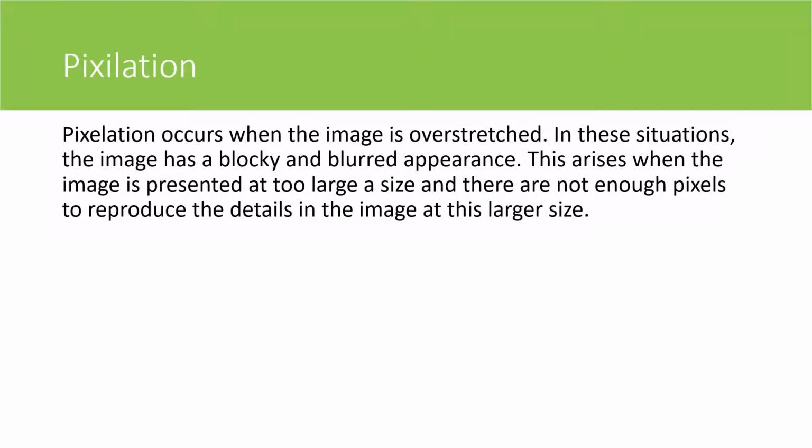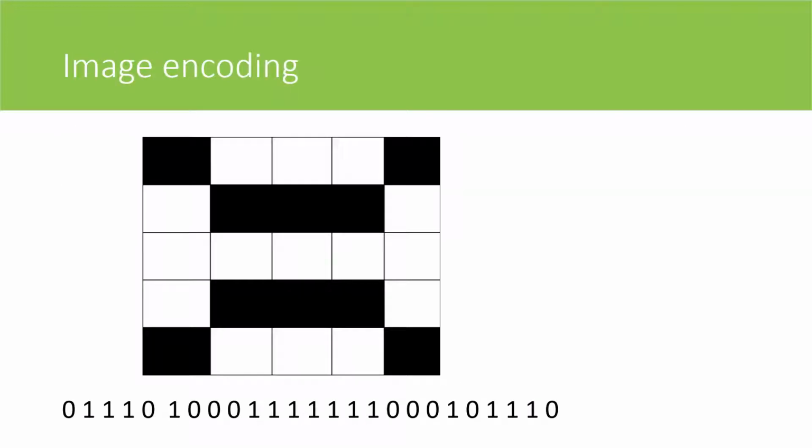Pixelation occurs when the image is overstretched. In these situations, the image has a blocky and blurred appearance. This arises when the image is presented at too large a scale and there are not enough pixels to reproduce the detail in the image at this larger size.